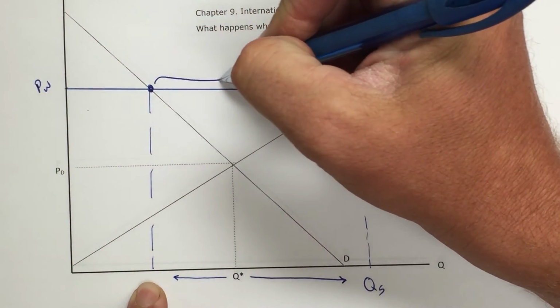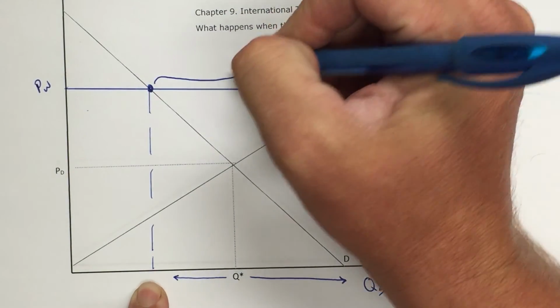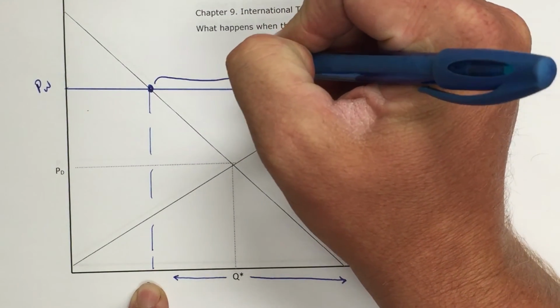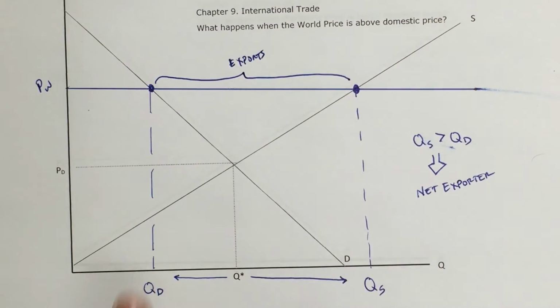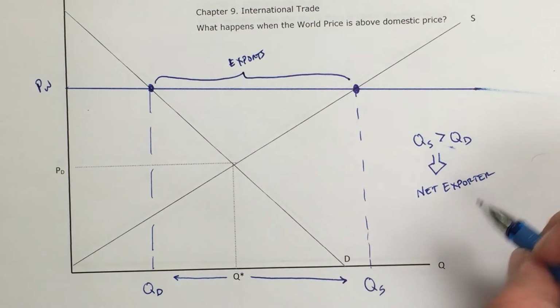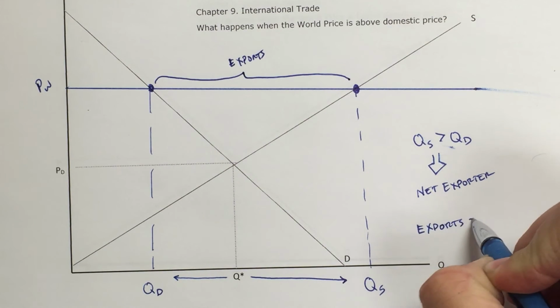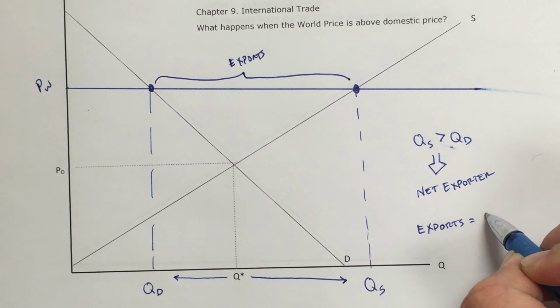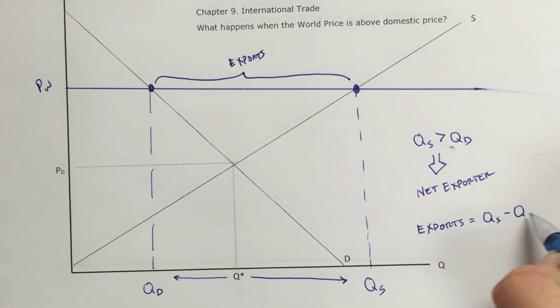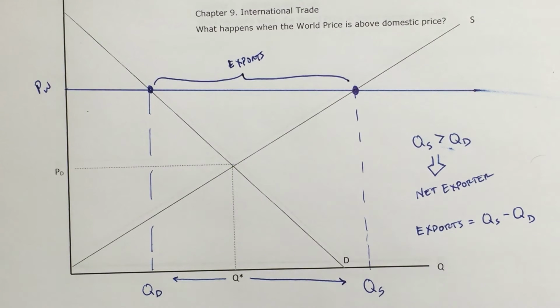So this distance here is what we call exports. And that's the amount being exported to other countries. So to find the amount of exports, exports equals QS minus QD. And that's what happens when world price is above domestic price.